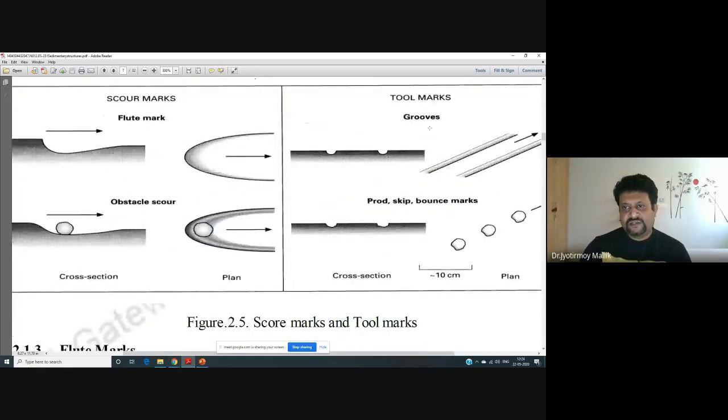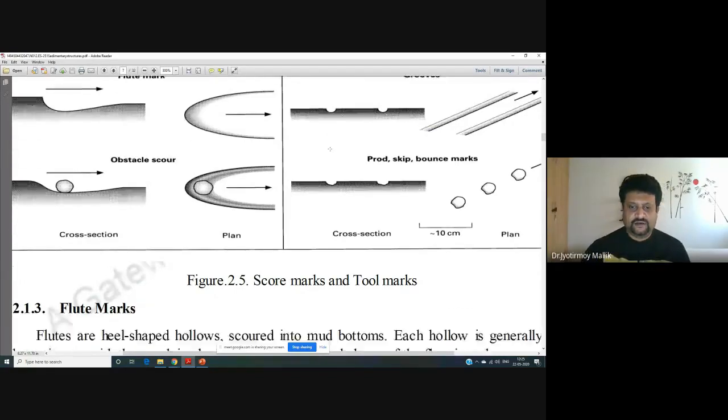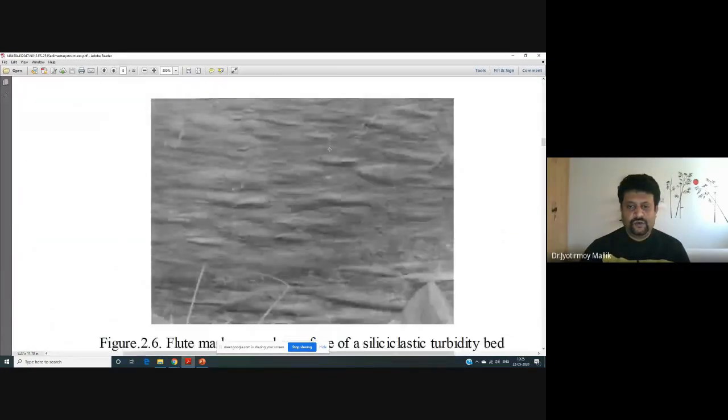Similarly, groove marks or tool marks are developed by, say for example, a flat surface on which I had some pebbles, which because of some current have traveled from this place to that place. That will leave a scour or a groove on the top of this rock, and that is also an erosional or predepositional structure. That is what we call tool marks.